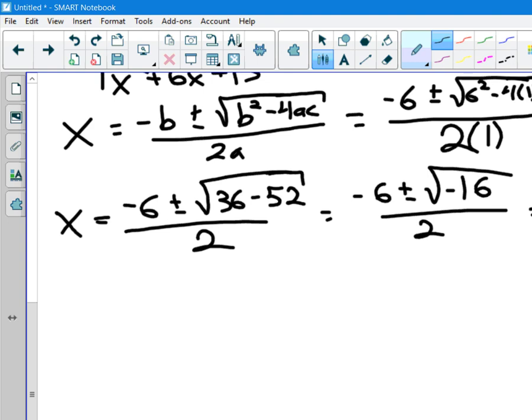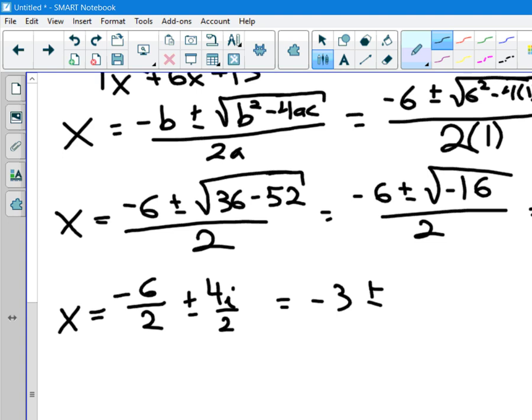Using the techniques that I showed in the last problem, I know that the square root of 16 is 4, and since it's negative, this will become an imaginary number. If you need to go back and separate everything out one step at a time, feel free to. There is nothing wrong with doing a little bit more work to get to the correct answer when you're not perfectly familiar with everything that's going on. I'm breaking this fraction up into 2 components. And negative 6 divided by 2 is negative 3, and plus or minus 4 divided by 2 is 2.